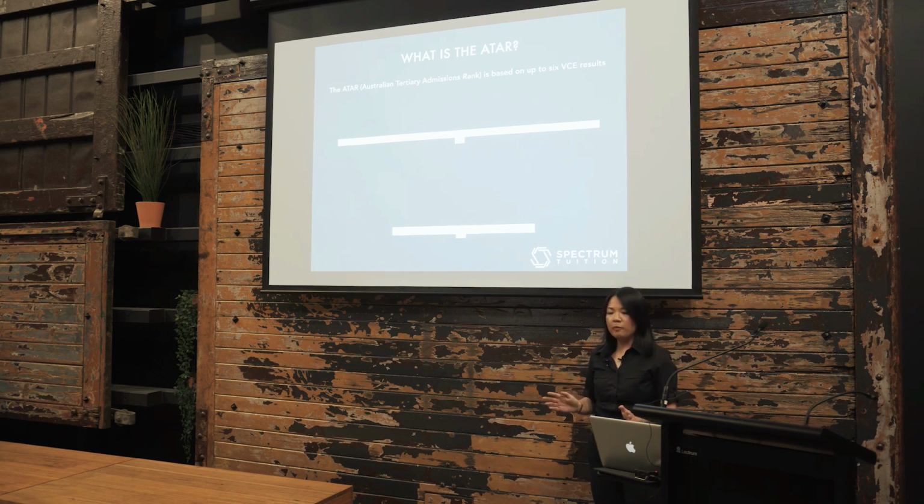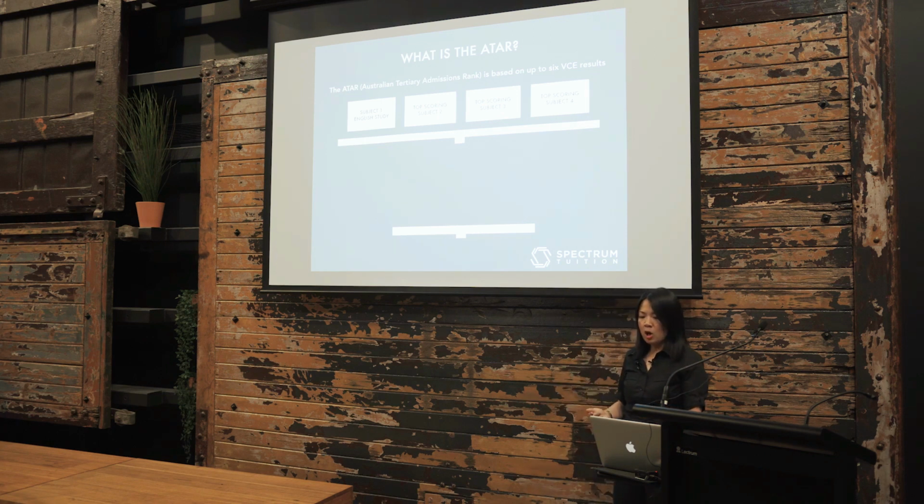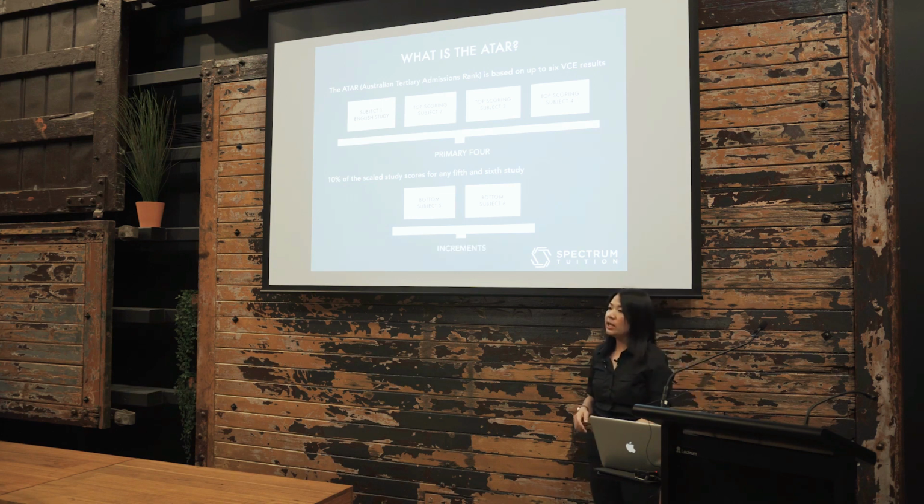So the ATAR, if you're unfamiliar, stands for the Australian Tertiary Admissions Rank, and that's a score that you need in order to get into tertiary courses, and that's based on up to 6 VCE results. An English subject, whether it's English, English literature or English language, is counted no matter how well you perform. So English is counted in your primary 4, and then your 3 next top scoring subjects together form your primary 4 subjects. And then it's 10% of the scaled study scores for any 5th and 6th subject, and these are called increments.